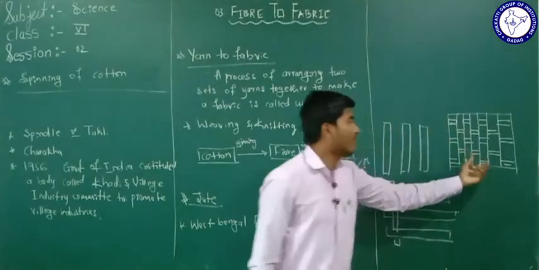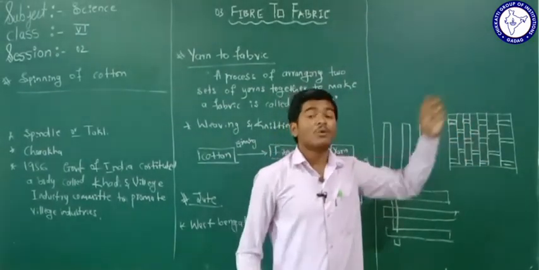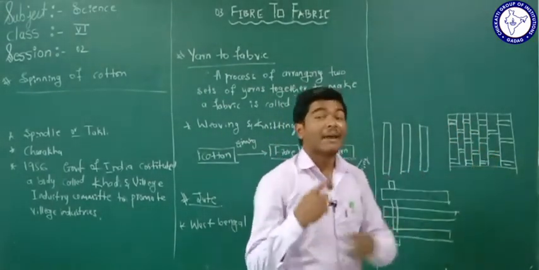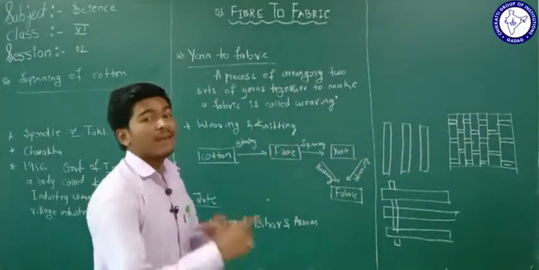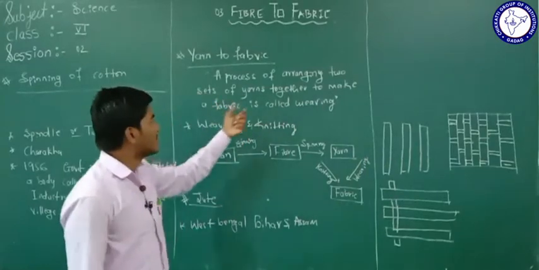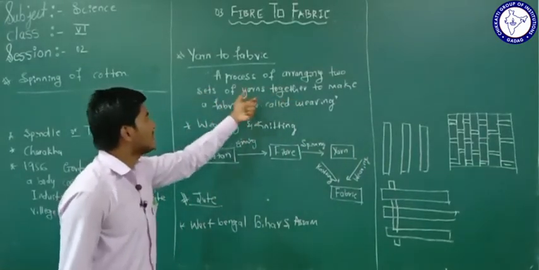You are going to get a paper fabric like this. How are we going to get the paper fabric? By arranging a number of strips in a continuous, simultaneous manner. That is a process of arranging two sets of yarns.